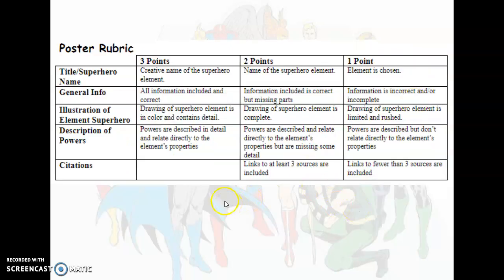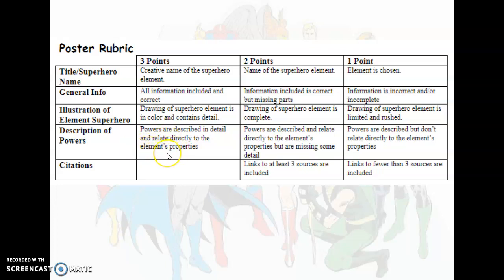All right, so looking at the rubric for the poster, you can see what I'm going to be looking at. So the title, superhero name, should be a creative name of the superhero's element. General info: all information about the element is included and it's all correct. Illustration of the element superhero: the drawing of a superhero element is in color and contains detail, and I can tell there's effort put into it. Description of powers: the powers are described in detail and relate directly to the element's properties.